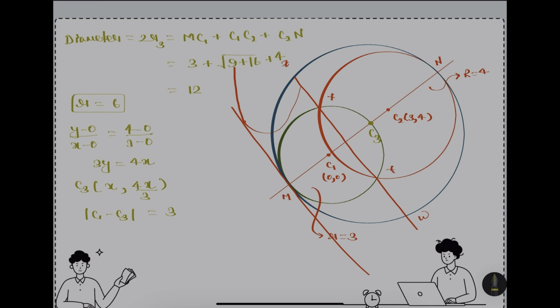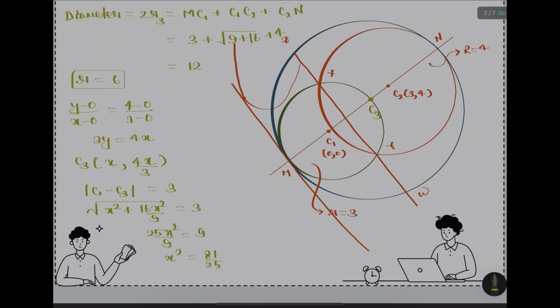Correct? Okay, now look at this. So distance means x2 minus x1 whole square, right? So x square plus (4x by 3 minus 0) whole square, so it is 16x square by 9, equals 3. Now it is 25x square by 9, squaring both sides, so it will become 9. So x square is what? 81 by 25. So x will become what? Plus minus 9 by 5.